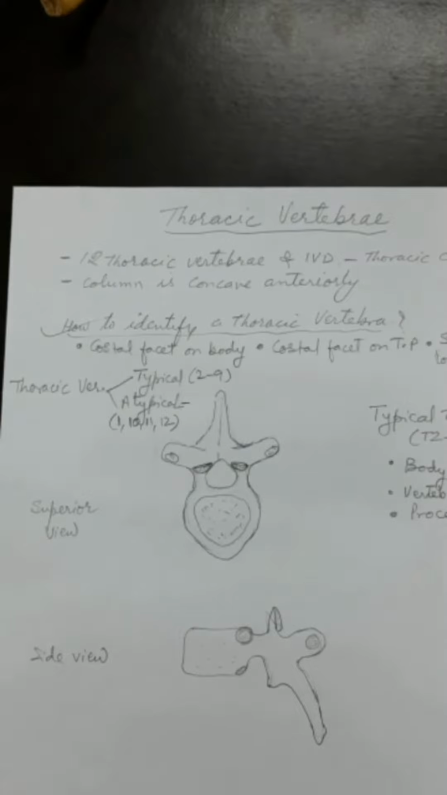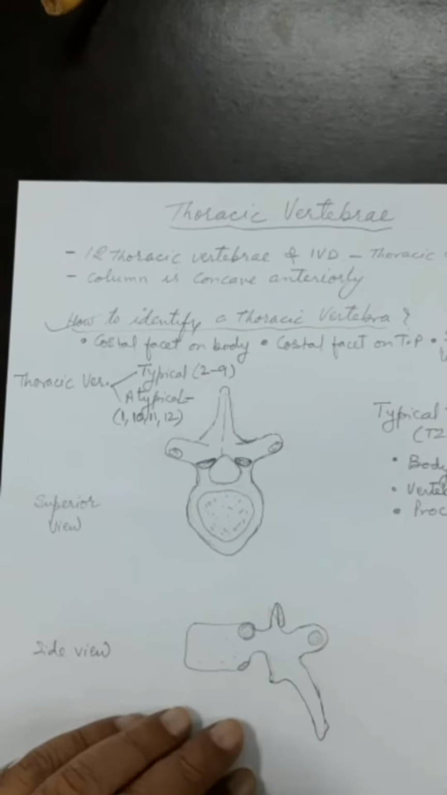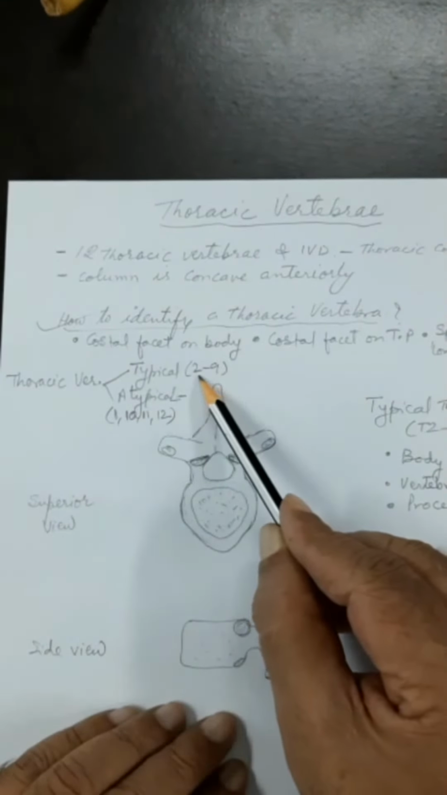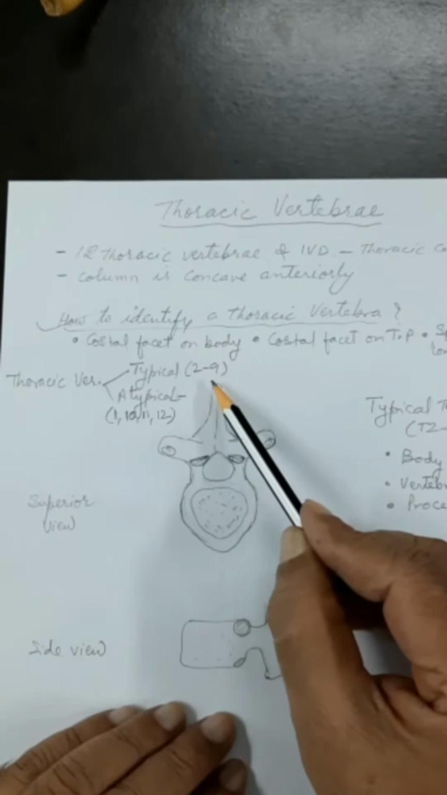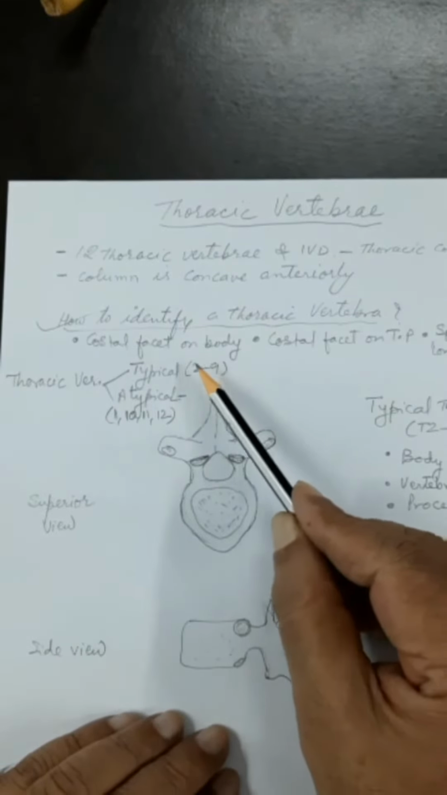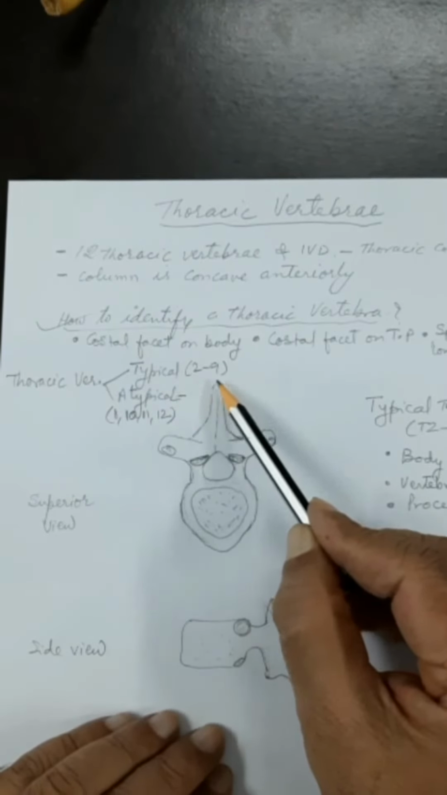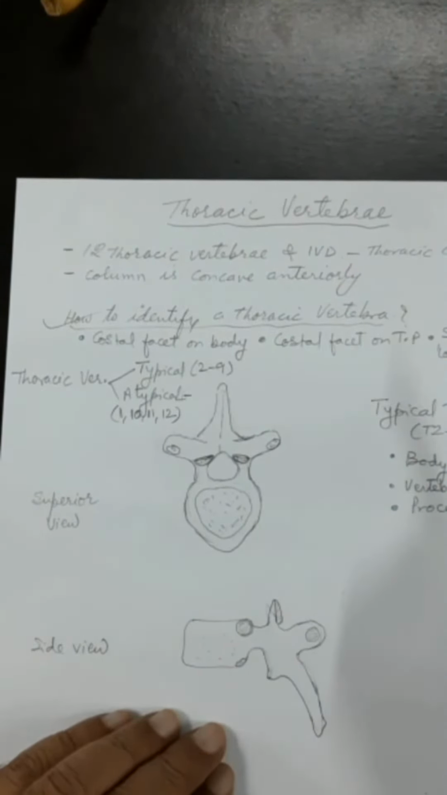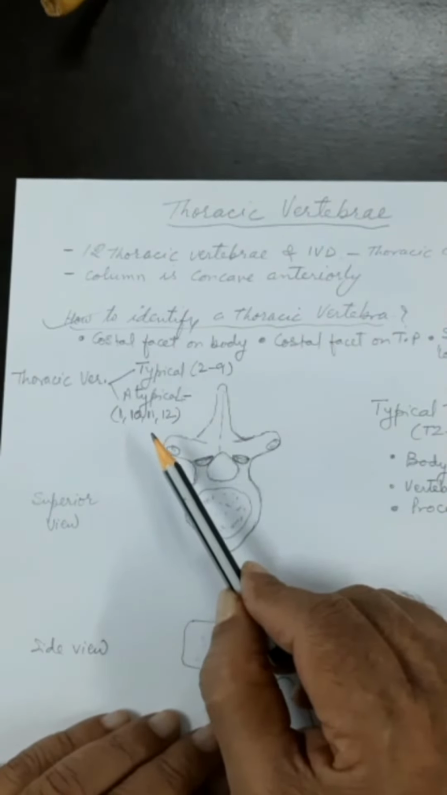Let us see, out of these 12 thoracic vertebrae, how many have features that resemble each other. That means they are typical. The typical ones are from 2 to 9. Number 2 to number 9 are typical, that means they have common features. There may be a little variation, but for your purpose, 2 to 9 are typical vertebrae. That means from 2 to 9 we will learn one single vertebra, which will be called a typical vertebra. Then there are the other 4 vertebrae, which are called atypical out of 12.